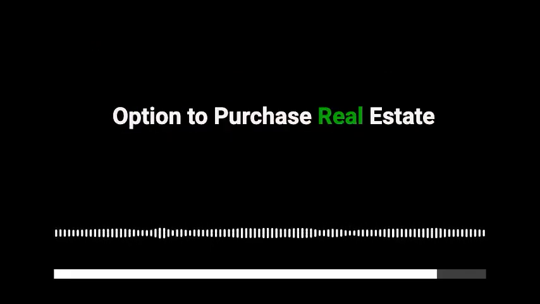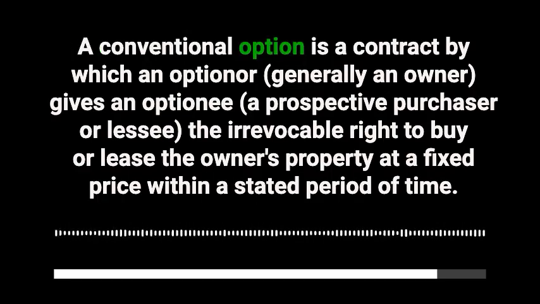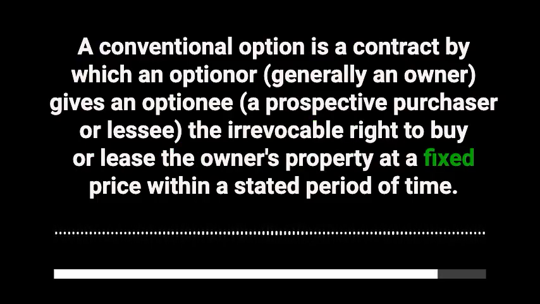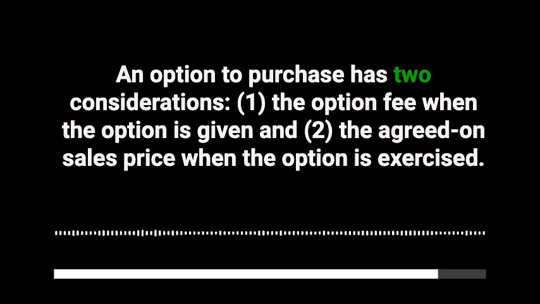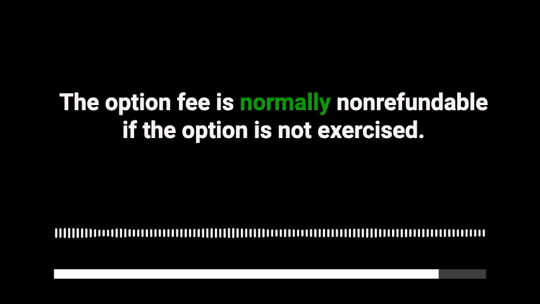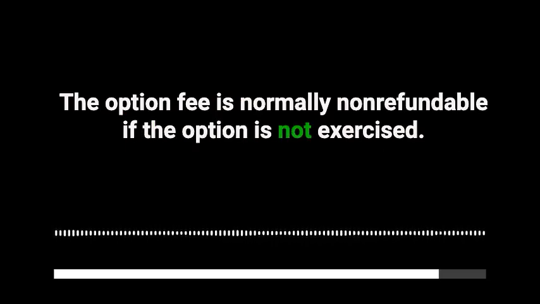Option to purchase real estate. A conventional option is a contract by which an optioner gives an optionee the irrevocable right to buy or lease the owner's property at a fixed price within a stated period of time. An option to purchase has two considerations: the option fee when the option is given and the agreed-on sales price when the option is exercised. The option fee is normally non-refundable if the option is not exercised.